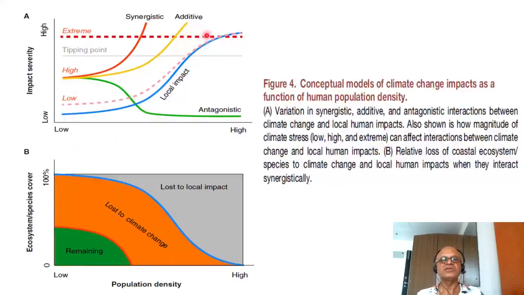And so synergistic, additive and antagonistic. Impact severity can decrease if the impacts are antagonistic, but if they're additive, then you can accelerate. As population density increases, the climate impact can cross tipping points even when the impact is low. For example, you can see that a low climate impact together with local impacts can add up and cross the tipping points. These are schematics, so just keep them in mind. And this is the ecosystem or species cover: what remains with population density, what is lost to climate change, and what is lost to local impact.